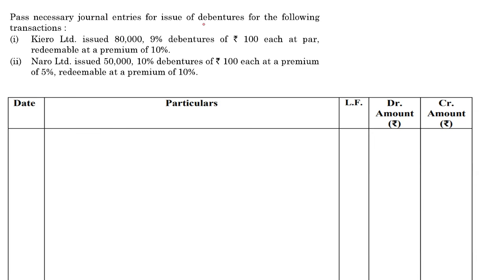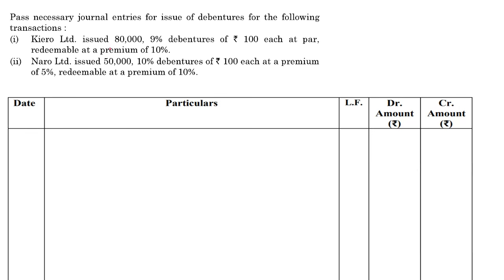Pass necessary journal entries for issue of debentures for the following transactions. We've been given two companies, Kiero Ltd and Naro Ltd. Kiero issued 80,000 9% debentures of 100 each at par, redeemable at a premium of 10%.